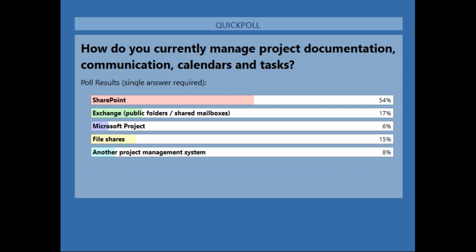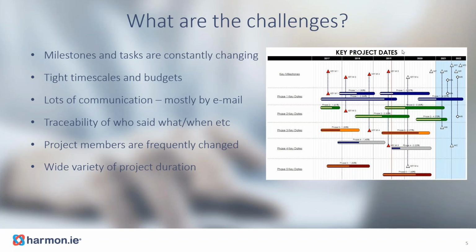So if we take a look at the typical challenges involved in running and managing projects, as I say, Microsoft Project is an example of a project planning tool, really. To map out the scope of the project, the timelines, the milestones, and the tasks, for example. It's great for creating a Gantt chart. But the maintaining of that is really the next big challenge.